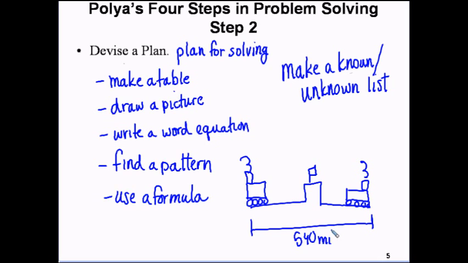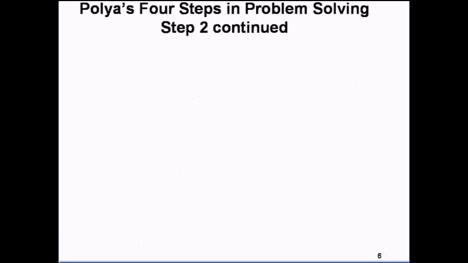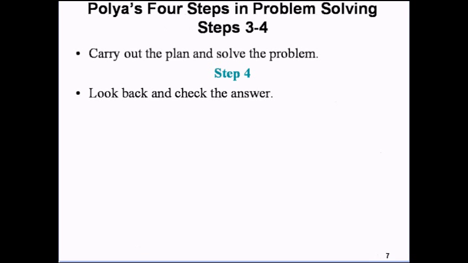Okay. The next step is we're going to carry out the plan and then solve the problem. So after I draw the picture, I'm going to put together the formula, and then from there I'm going to solve for x, and I've got it solved, and then I'm going to look back and check the answer. See if it seems reasonable.